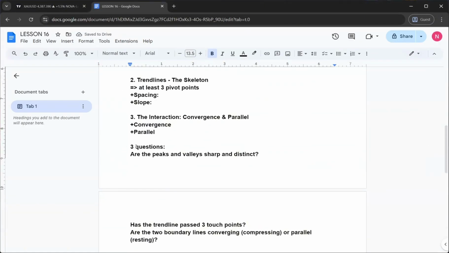So these are 3 important questions that will help you a lot. Okay, when you do any trading analysis by using chart patterns.